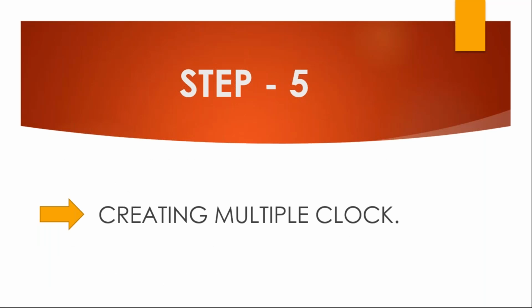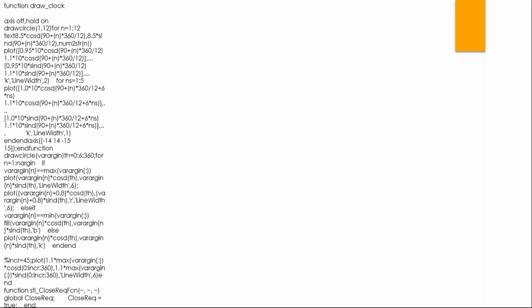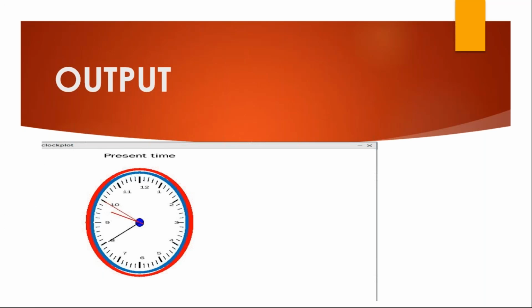Now we will discuss step 5. Step 5 is creating multiple clocks. The steps described previously can be used to make more analog clocks. Now this code is for our project, the analog clock.